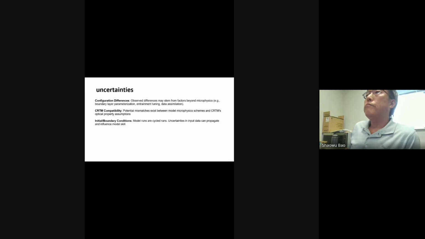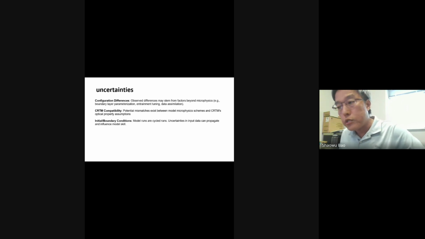But because the Thompson scheme model output doesn't include the concentrations of the ice, the number concentrations, we had to use the table. So that may introduce some uncertainties.